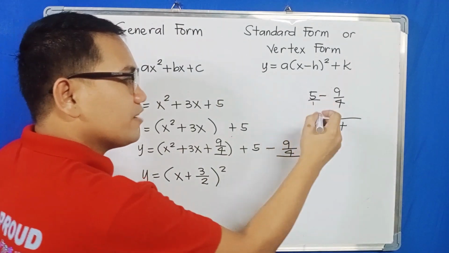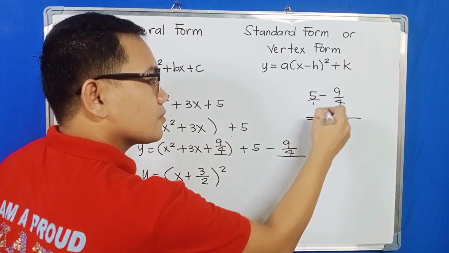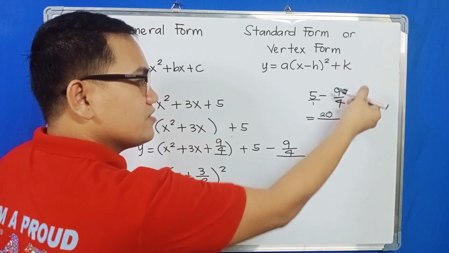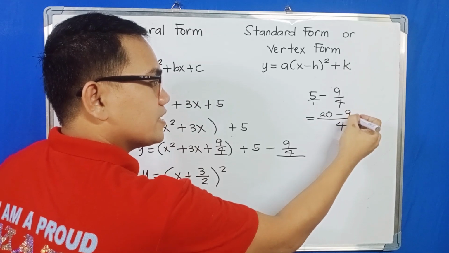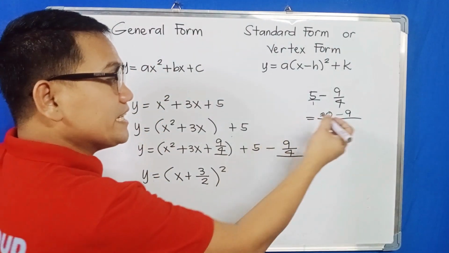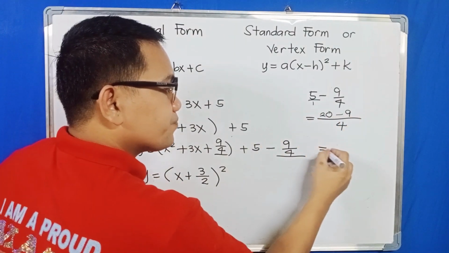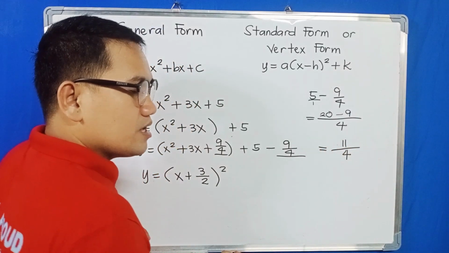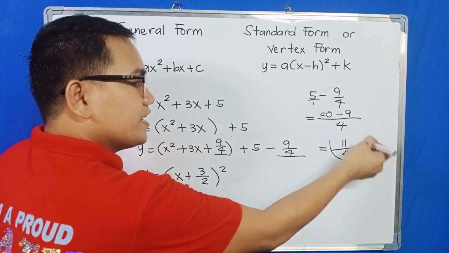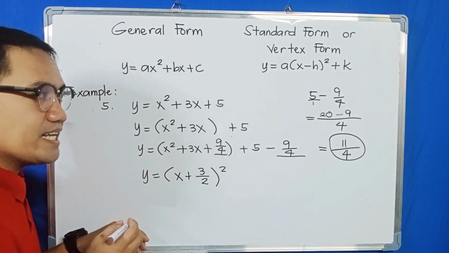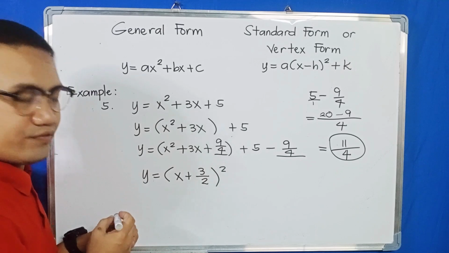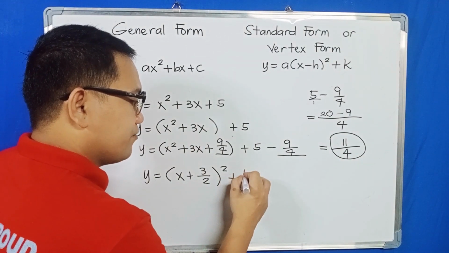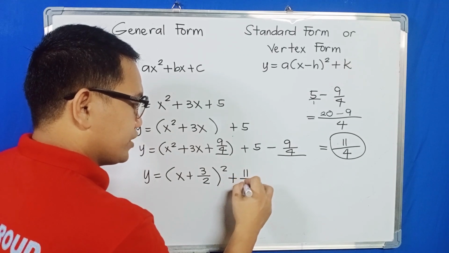Times 5, we have 20. Then 4 divided by 4, that is 1, times negative 9, we have negative 9. So, subtracting 20 and 9, we have 11. Then copy the denominator 4. This means combining 5 and 9/4 will lead us to 11 over 4. So 11 over 4 will be the result when we simplify 5 minus 9/4.